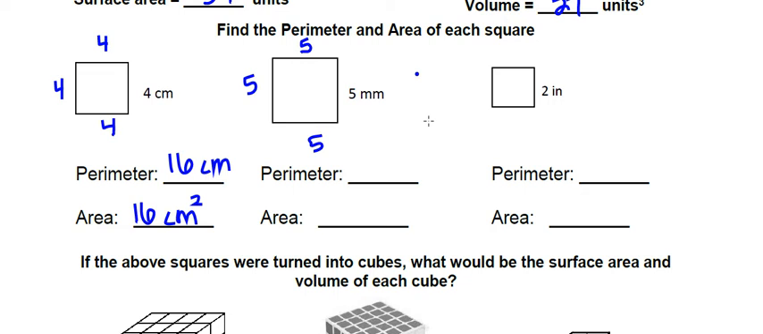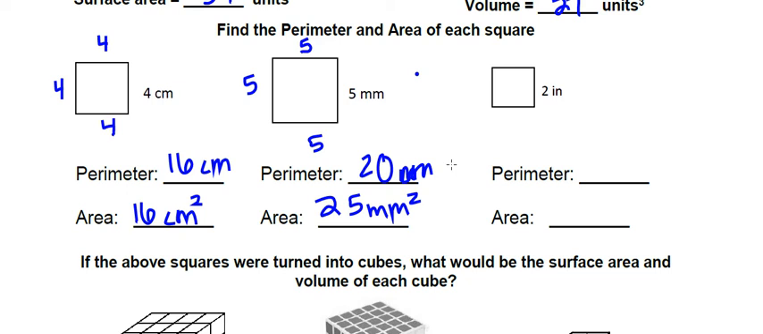So what we're going to do now is for the perimeter here, we are going to add up 5 times 5 times 5 times 5, which is the same as 5 times 4. So that gives me 20 centimeters. Nope, measuring in millimeters. All right, well now I need the area, so that's length times width, or 5 times 5, which is 5 squared. So the area here is 25 millimeters squared.